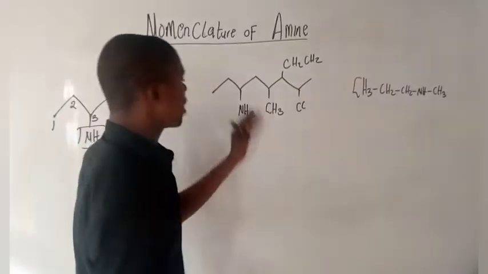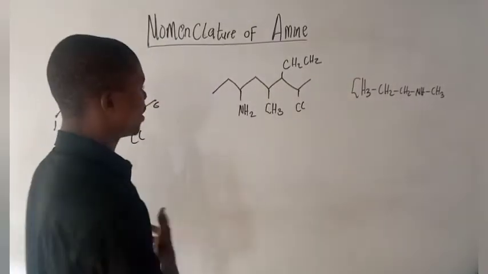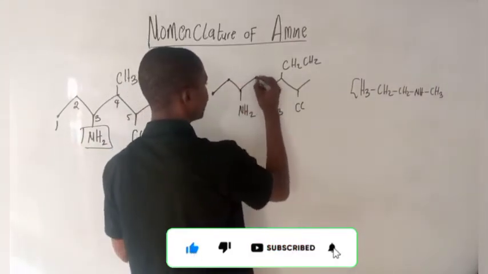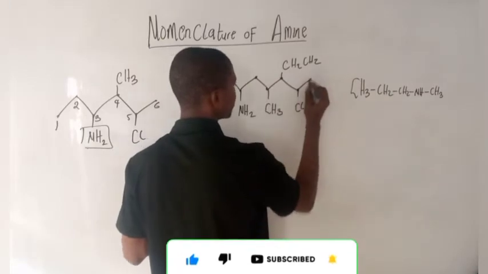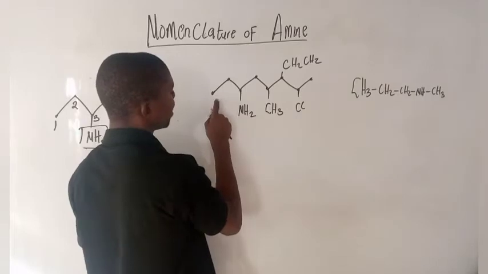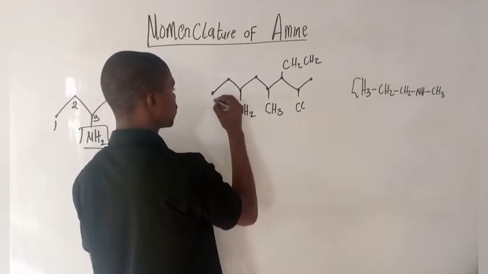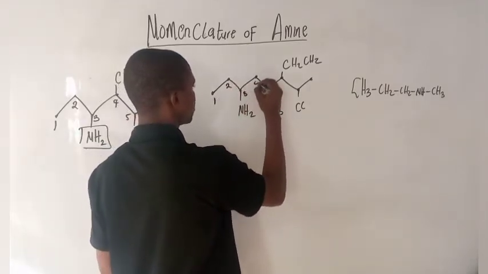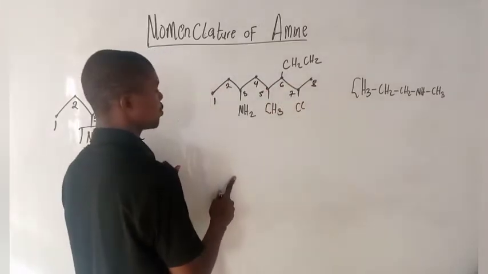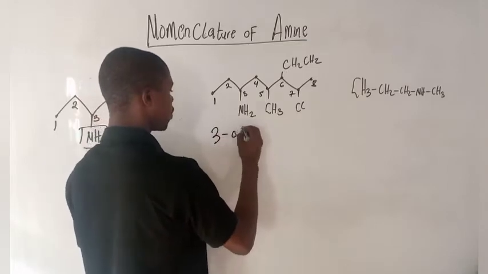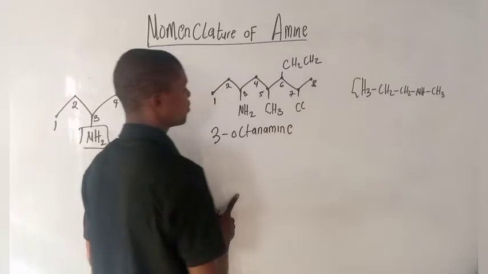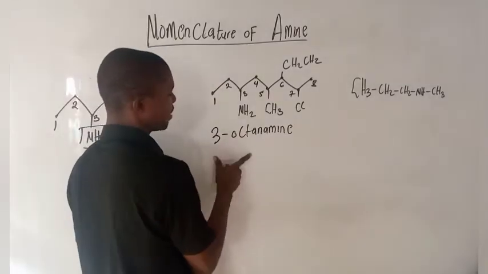Now let's move over to this one here. The same thing we have done here. Of course, we are going to start from here: 1, 2, 3, 4, 5, 6, 7, 8. So we're going to go with octanamine. The counting will start from here in this direction: 1, 2, 3, 4, 5, 6, 7, 8. So we're going to have 3-octanamine. This is the parent name.